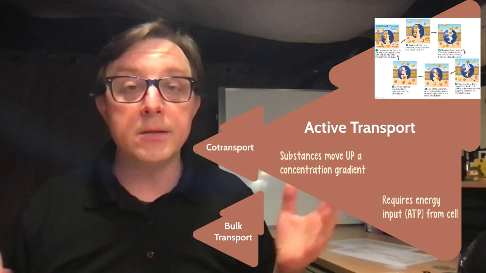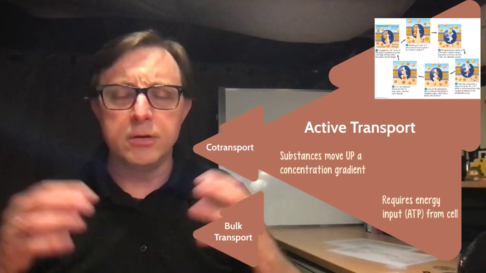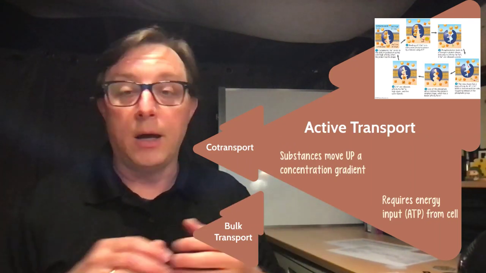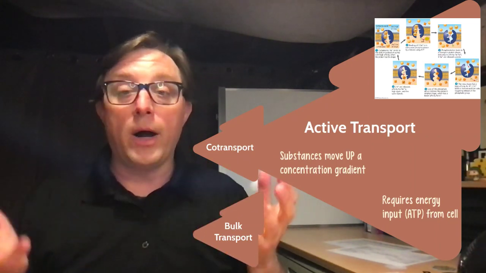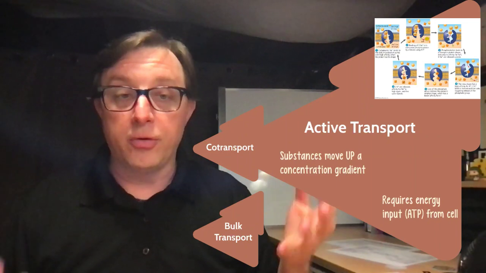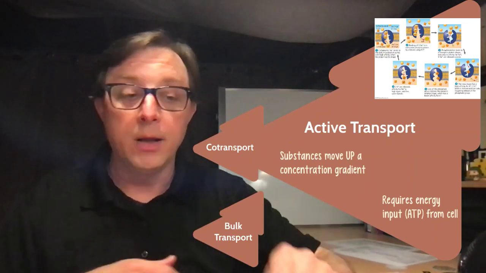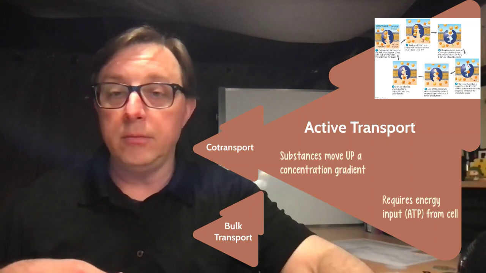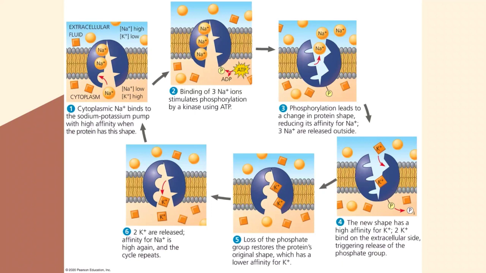These are always going to involve some sort of protein, usually referred to as pumps. To move substances against the gradient requires an active protein. They're not just going to do this on their own like we saw with passive transport. The one most widely used example of active transport is the sodium-potassium pump. Here we see the steps of the sodium-potassium pump.